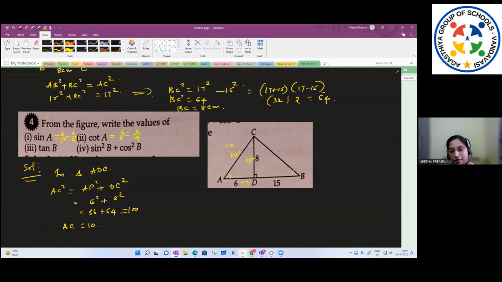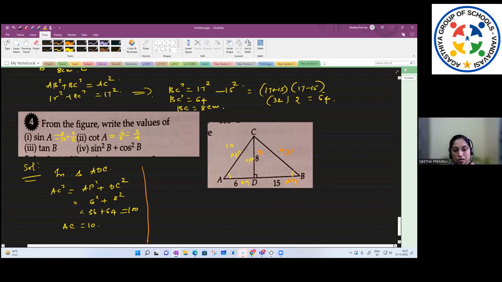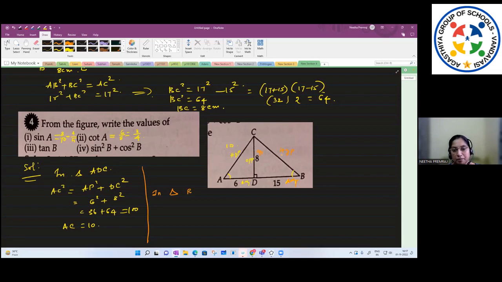Then tan B. So tan B, if you consider this angle, this is adjacent. This is opposite, and this is hypotenuse. So we don't know the hypotenuse. So we're supposed to do the calculation first. So what triangle are we considering? We are considering the triangle BCD.